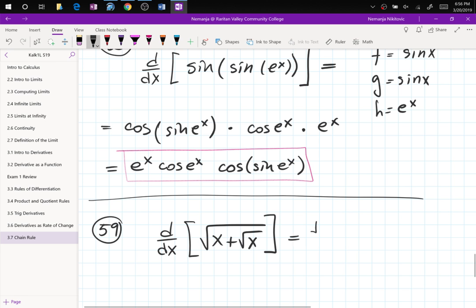I will rewrite this as x plus x to 1/2, everything to 1/2. And from that point, it should be easy, right? We hope.